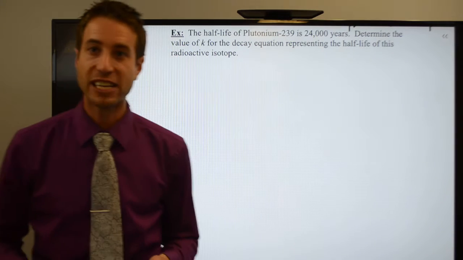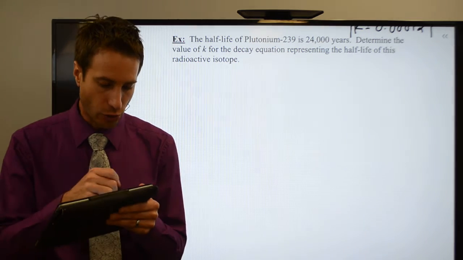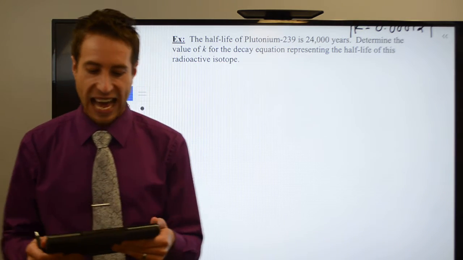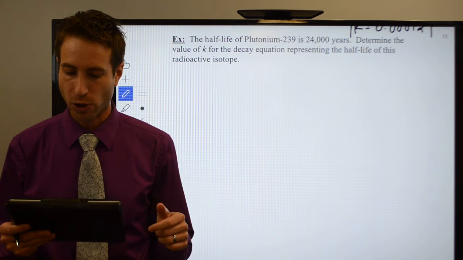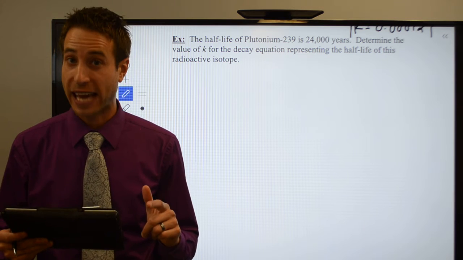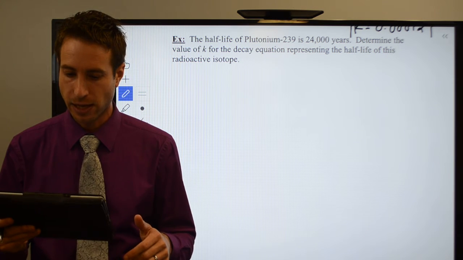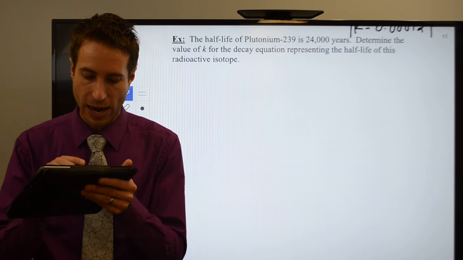All right, guys, welcome to this page of the notes, and hey, let's go ahead and do another half-life problem because these things are great. So here's what I've got. I tell you the half-life of plutonium-239, that's the isotope of plutonium, is 24,000 years. Determine the value of K, the decay constant, for the equation representing the half-life of this radioactive isotope.